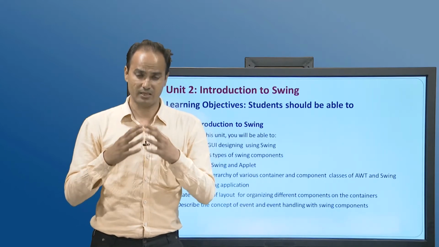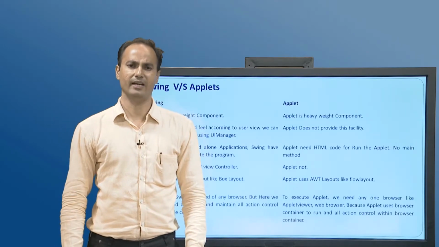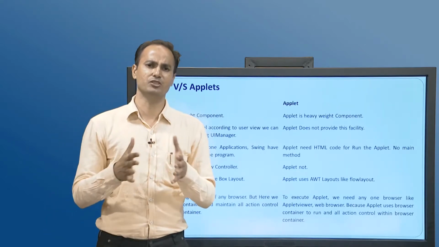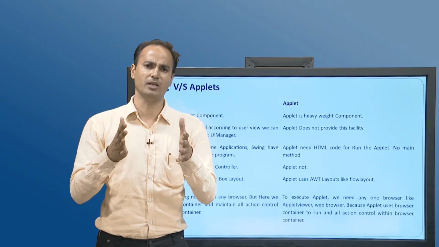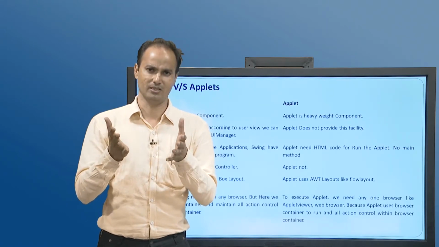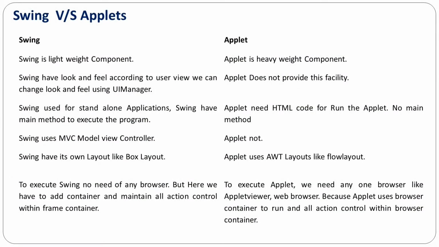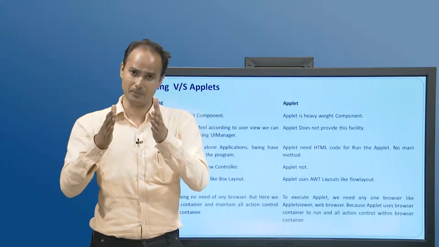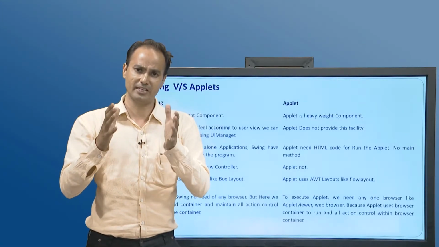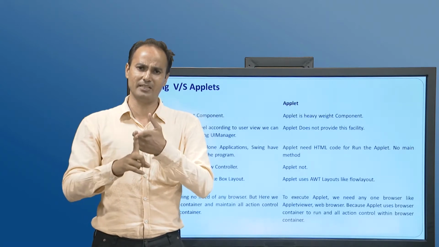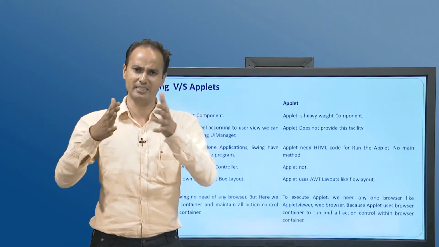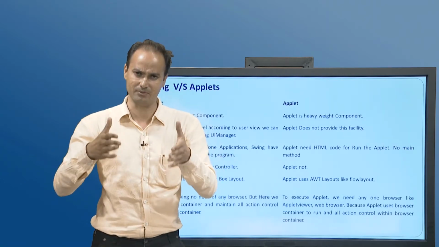Next, the difference between Swing and applet. What is the main difference? When we talk about applets, an applet executes on a browser. The applet class is derived from java.applet.*, while JApplet is derived from the Swing hierarchy, extended from the Applet class itself. All the Swing components start with the letter J.